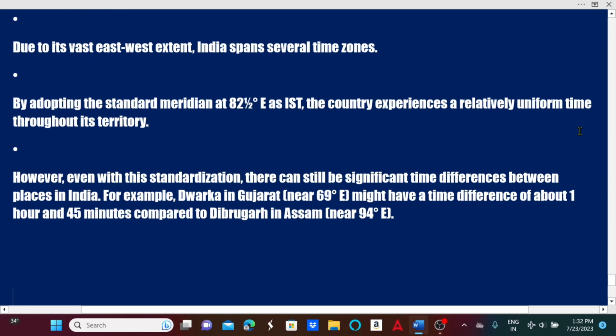Okay, so it's the main process of time zones, why we have standardized the time zones.